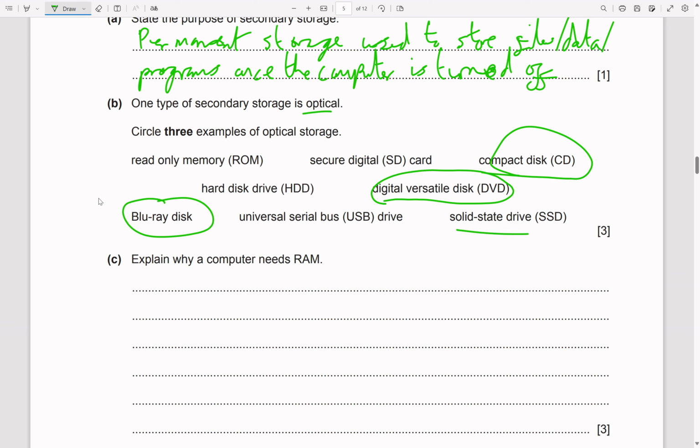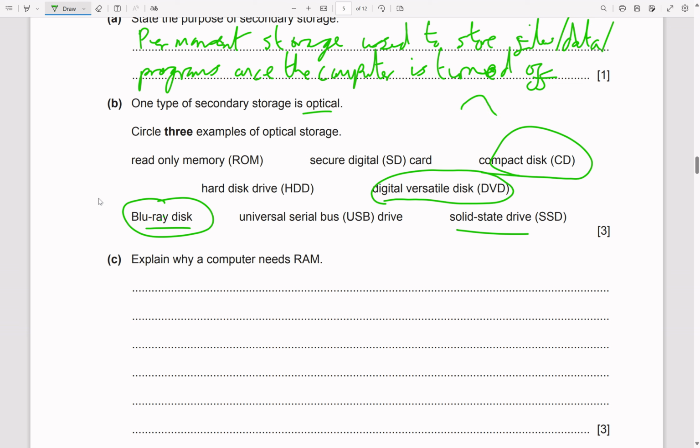And if we just think about which of these is the best, well, CD is going to have the lowest storage. Then DVD is going to be in the middle, and then Blu-ray has the highest capacity. And the reason it has the highest capacity is because they're using different frequencies or wavelengths of light.